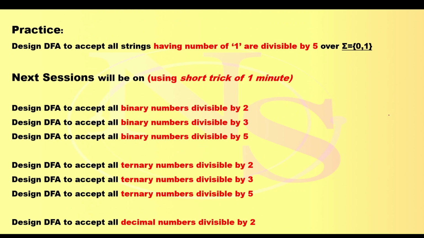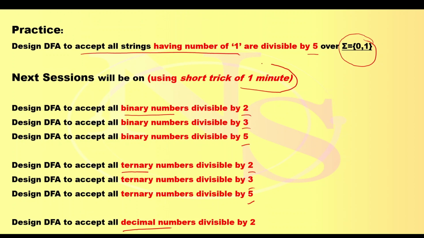You can practice a similar scenario where the number of ones is divisible by 5 and sigma is 0, 1. In the next few sessions we will learn how to design a DFA which accepts all binary numbers divisible by 2, 3, 5, or ternary numbers divisible by 2, 3, 5, or decimal numbers divisible by 2 or any other number. I'll be telling one short trick. It will take only 1 minute to write down this DFA.